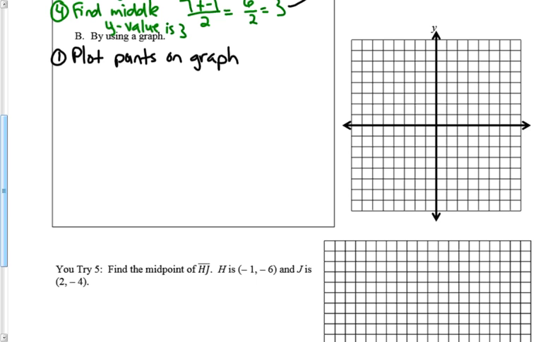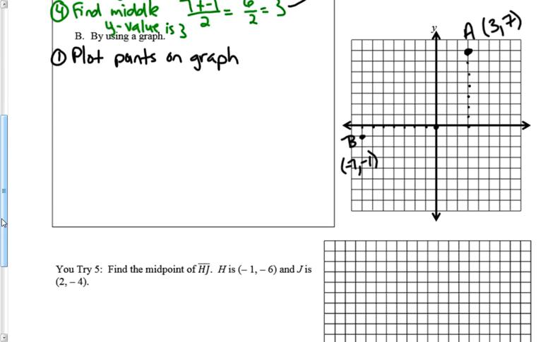So the first point A is at 3, 7. So starting at the origin, 1, 2, 3, 1, 2, 3, 4, 5, 6, 7. So this is A, and I'm going to go ahead and label it with its coordinates, 3, 7. We also have point B, which is at -7, -1. 1, 2, 3, 4, 5, 6, 7, -1. So here's B. Again, I'm going to label it with -7, -1.